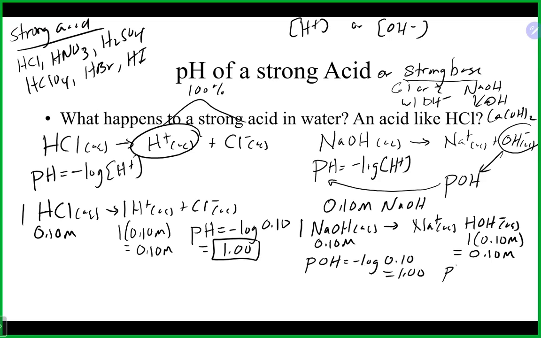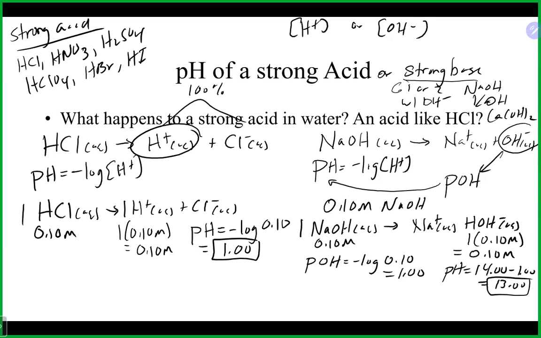And from that, you can now calculate your pH by subtracting. And you will end up with a pH of 13, which makes more sense since that is a strong base, and we would expect a basic pH.